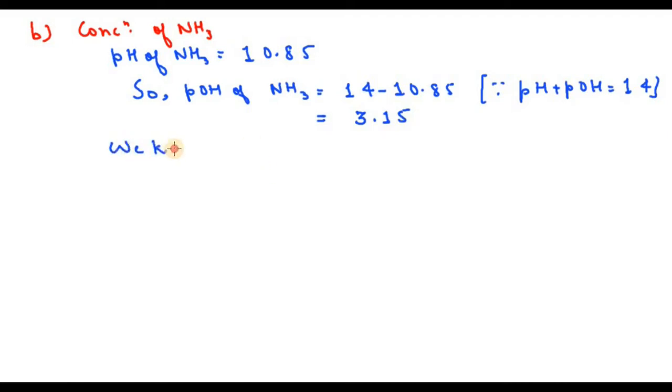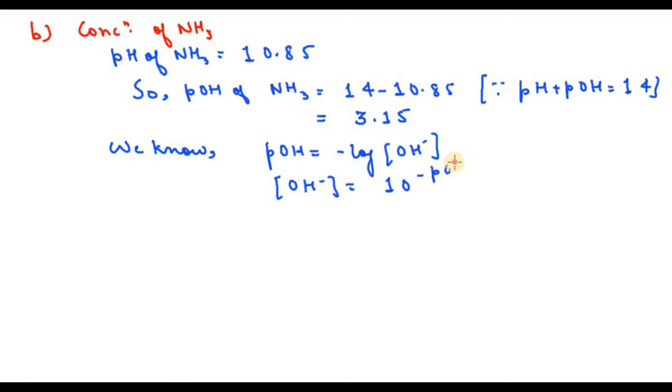We know pOH is equal to minus log OH minus. So OH minus will be equal to 10 to the power minus pOH. Putting the value of pOH here, 3.15, we could get the concentration of OH minus, and it comes out to be 7.08 times 10 to the power minus 4 M. So here we have the concentration of OH minus ion.